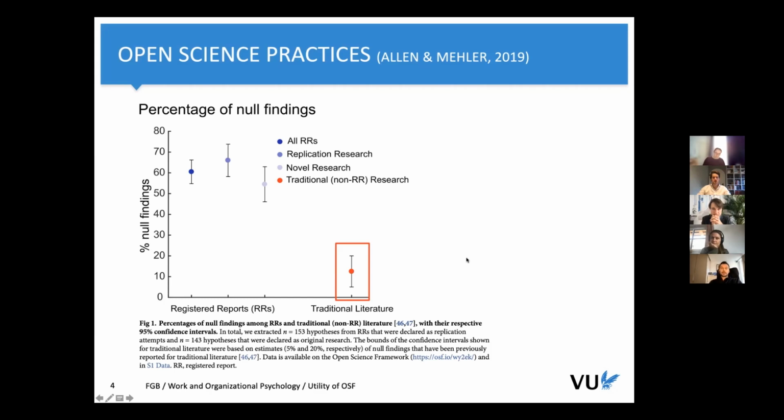However, since more and more papers were published based on the idea of open science, pre-registration, replication, and also registered reports, this tendency was reversed. As you can see, if you take into account all pre-registered studies, this changes, and the percentage is around 60. And again, if you take into account confidence intervals, it's still way higher than for the traditional literature.